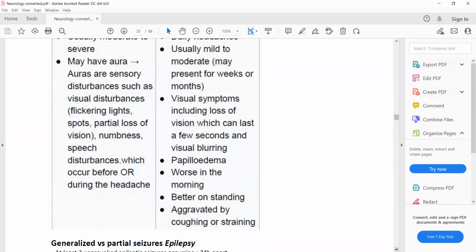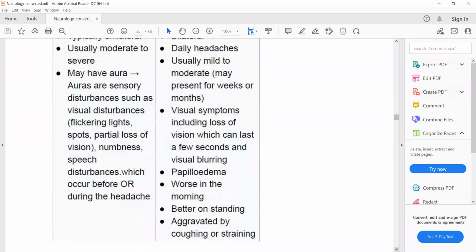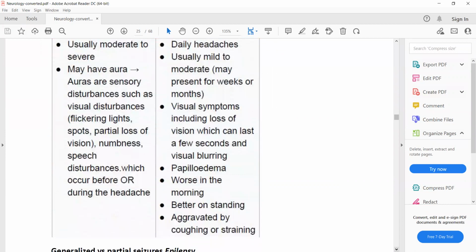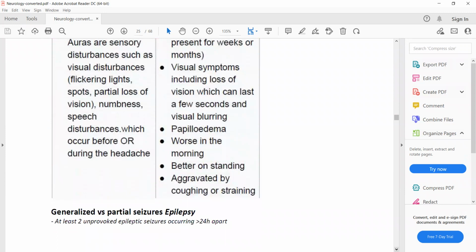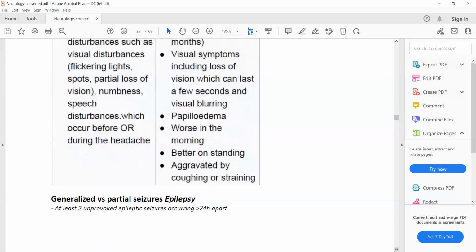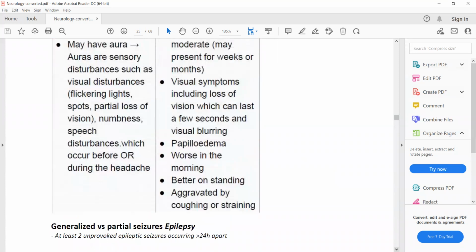So headaches and their causes are completed. Now our next topic is epilepsy or seizures. But first, I have a question regarding this shunt.